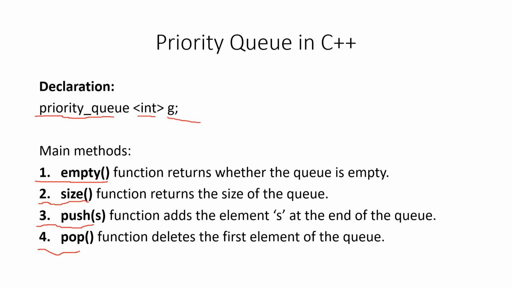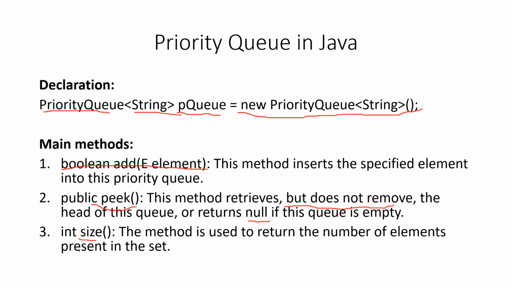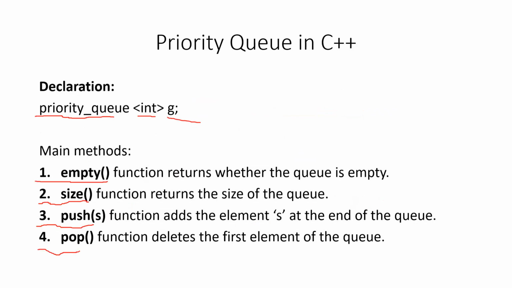So I think that priority queue in C++ is very convenient compared with Java, because when you want to implement the priority queue in Java, you need to write a lot of code, but meanwhile in C++ you write less code with the same functionality.